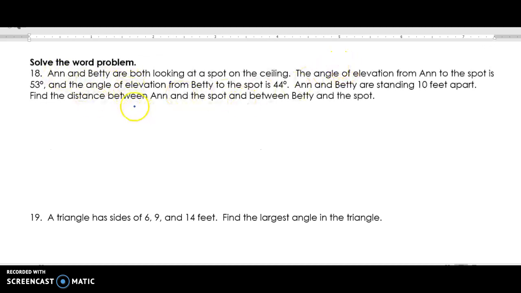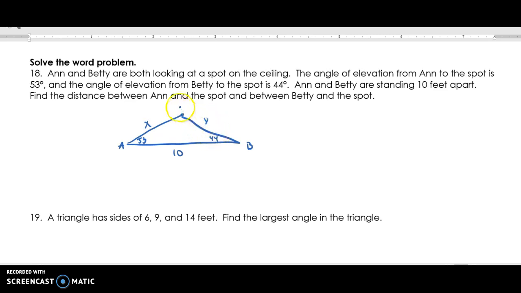So Ann and Betty are both looking at a spot on the ceiling. So you got the spot here. All right, so you have Ann here, you have Betty here. Okay, now, the angle of elevation from Ann to the spot is 53 degrees. And from Betty to the spot is 44 degrees. They are 10 feet apart. Find the distance between Ann and the spot, we'll call that X, and Betty and the spot, we'll call that Y.